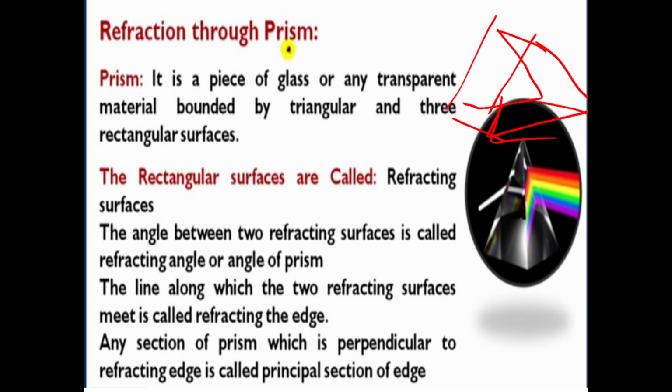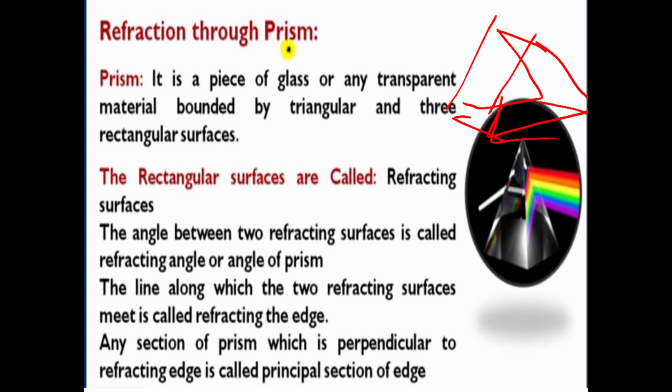This is a prism. It is bounded by a triangular and three rectangular surfaces. As you can see, it has three rectangular surfaces. Now, the rectangular surfaces are also called refracting surfaces. And the angle between the two refracting surfaces is also called the refracting angle or angle of prism, which we already learnt in the last session.